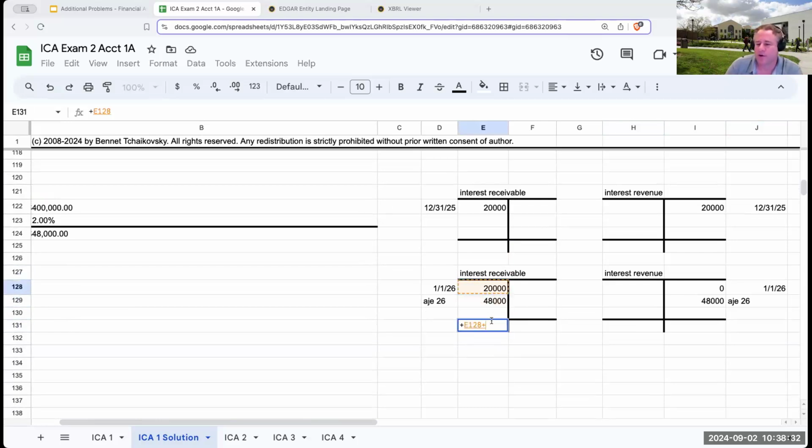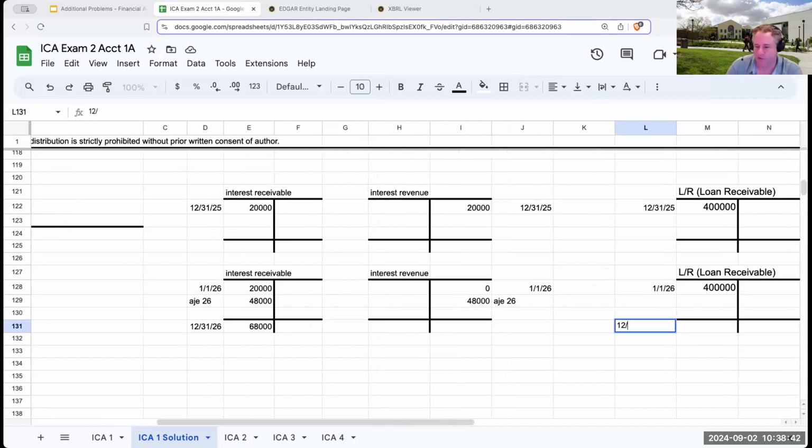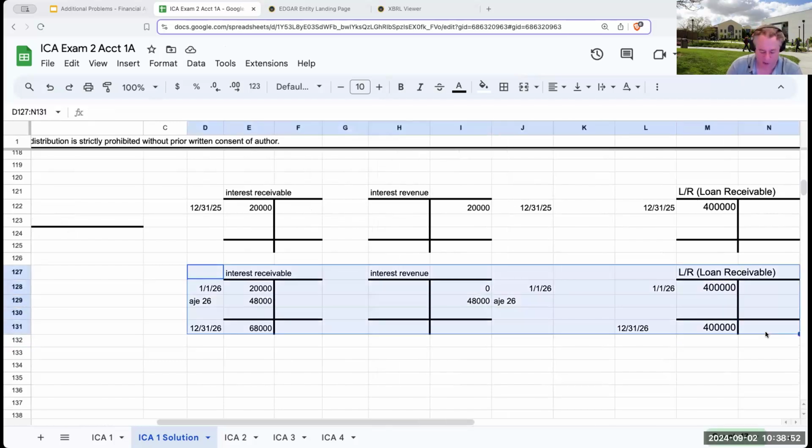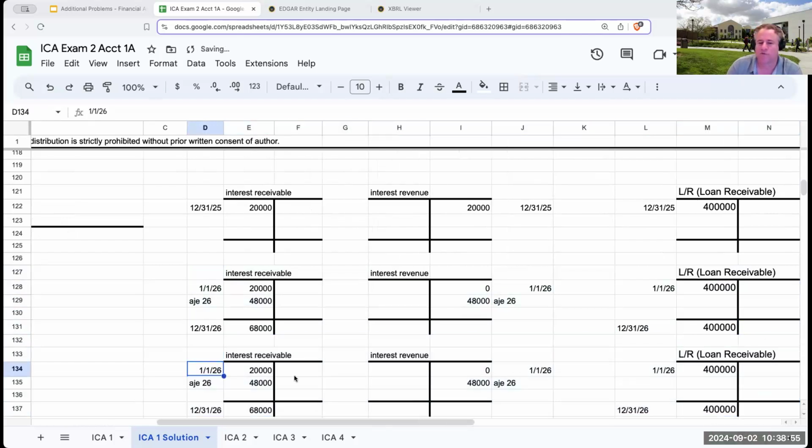So now, our ending balance of interest receivable is $68,000. And our loan receivable has not changed; this is going to remain static. This revenue account is going to get closed out at the end of the year, and then we would start fresh the following year. So let's go to the next year, because we have to do this for a few more years. This is going to be 1/1/27. Our opening balance on 1/1/27 is going to be 68,000.